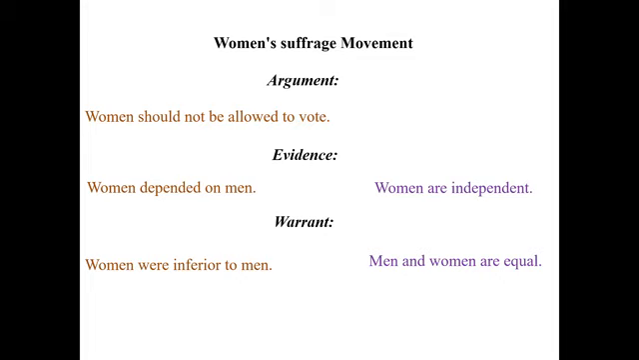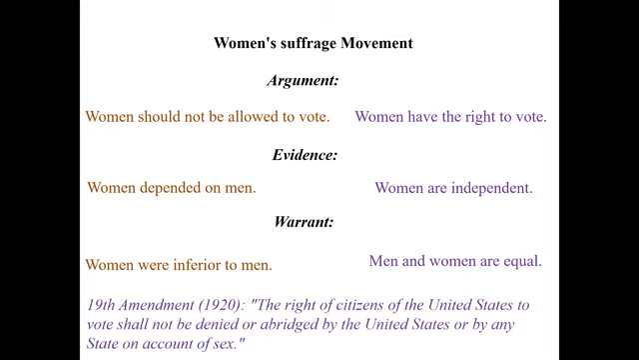And once they had jobs, financially they became independent, and it was no longer true that women were dependent. Once women became independent, of course they asked for the right to vote, and it was established that women should be allowed to vote, and women have the right to vote. And it's exactly the 19th Amendment: the right of citizens of the United States to vote should not be denied or abridged by the United States or by any state on account of sex.